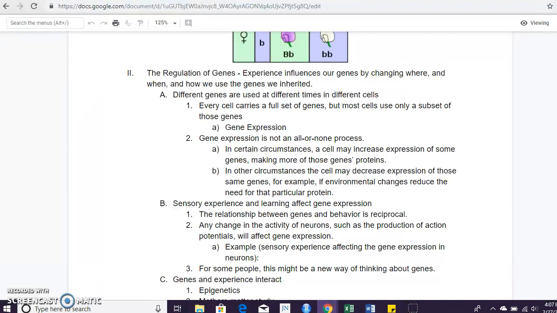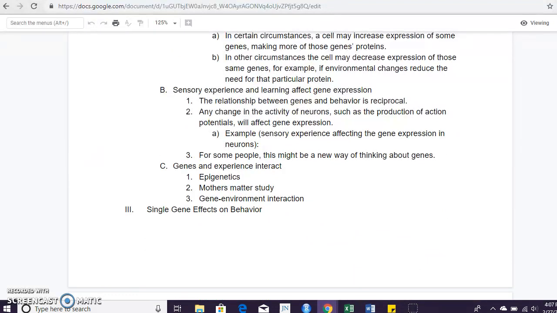The next subheading within this section is that sensory experience and learning affect gene expression. The relationship between genes and behavior is reciprocal. What we mean by reciprocal is that not only do genes affect brain behavior and function, but behaviors also affect gene expression in the brain. And any change in the activity of neurons, such as the production of action potentials, will affect gene expression.